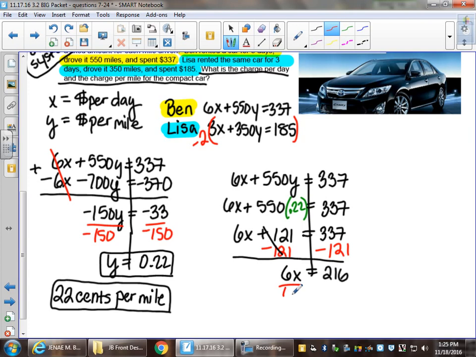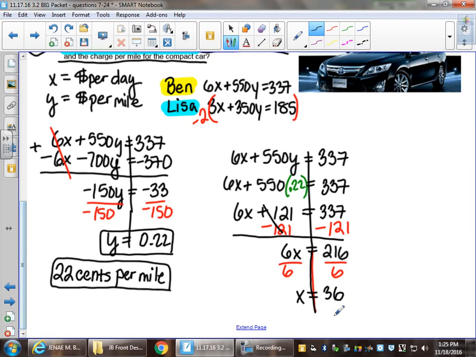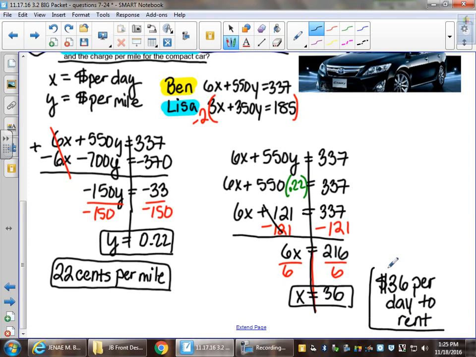Dividing both sides by 6. 216 divided by 6. We get x equals 36. The meaning of this answer when I look, x is cost per day. So it costs $36 per day to rent. And we're done. We've found our cost per day and our charge per mile.